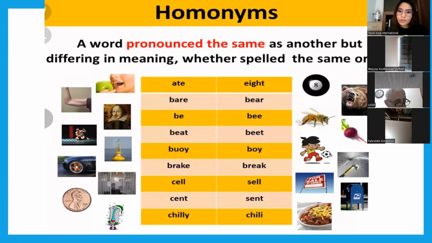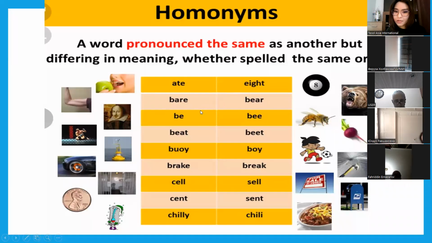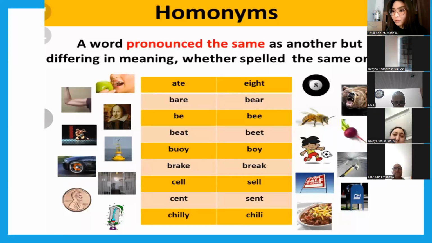Another important thing about sounds, homonyms, because words can have the same pronunciation, although they have different spelling. As you see, eight, pair, be, beat. Well, try to read them. They sound the same, although they have different spelling, and it is okay.